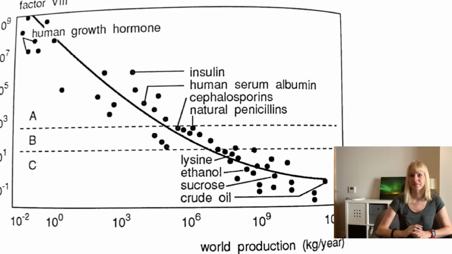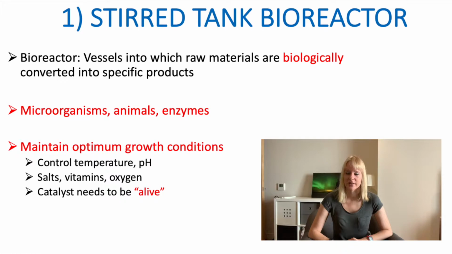Now, looking at this typical bioreactor, how is the bioreactor different from your normal reactor? First of all, our raw materials, which normally you know are converted by help of catalysts, here we're saying are biologically converted. So it means that in your reactor, you would have something which could be enzymes, it could be microorganisms like bacteria, it could be plant cells, etc.